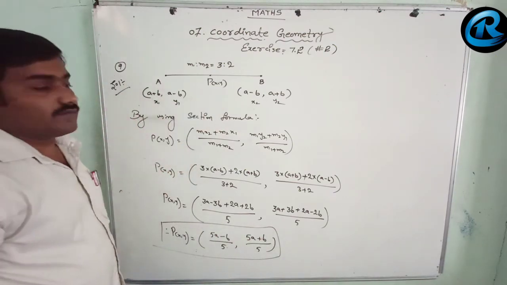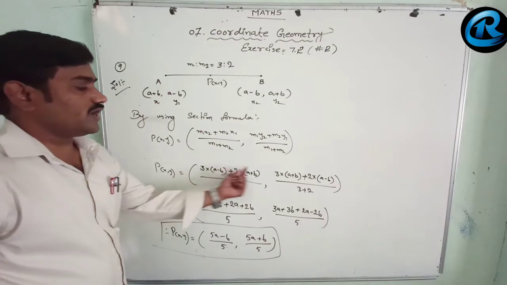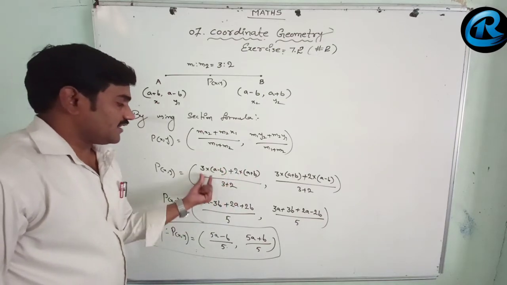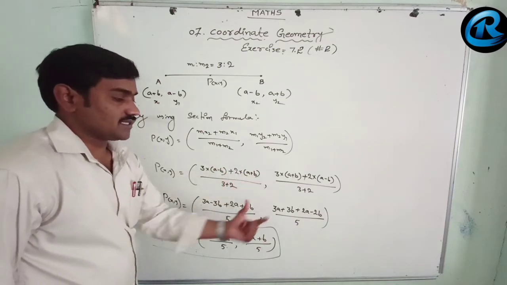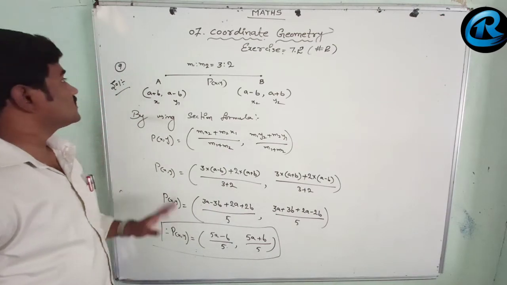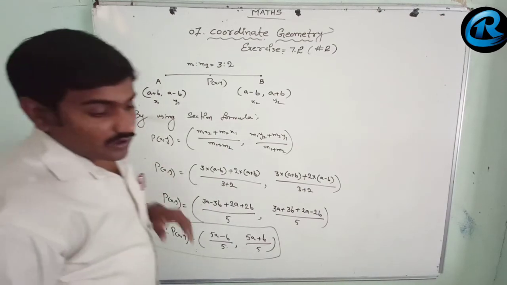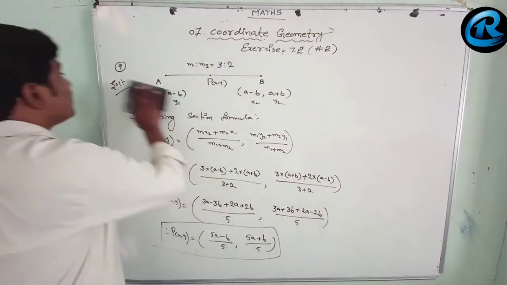So we got now the divided point. Very simple, but slowly we have to substitute here and simplify according to the symbols and numbers. You get the answers. That's it, children. Now we go for question number 10.